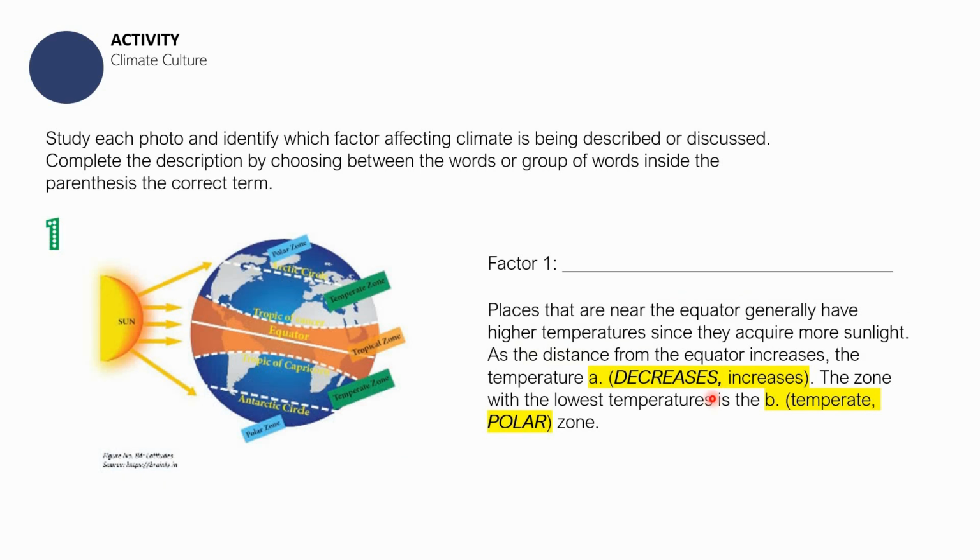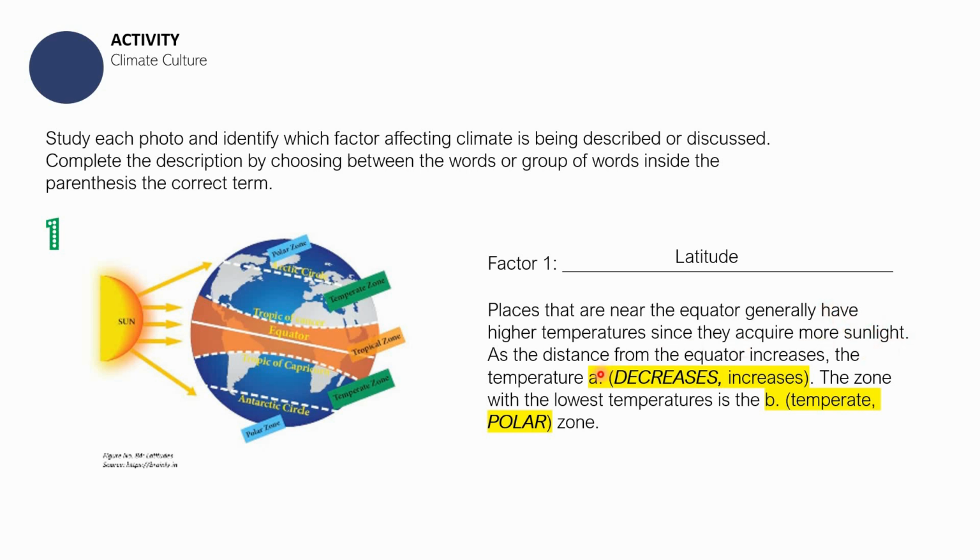Okay, let's answer these. Okay, so the answer for the first item is latitude. Ayan. So hopefully naging tama. Tama sana yung sagot mo. Okay, make me proud. Okay, so places that are near the equator generally have higher temperatures. So mas matataas yung mga temperatures nila. Mas maiinit doon sa mga places near the equator since they acquire more sunlight.